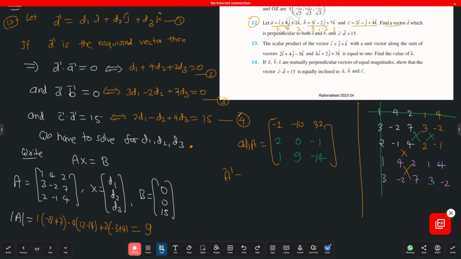Then what is A inverse? 1 by 9 into the matrix: minus 1, minus 10, 30, 2, 0, minus 1, 1, 9, minus 14. Then AX equals B is given, equation number 5. From 5, X is A inverse into B, where B is 0, 0, 15. Then you will get your D1, D2, D3, and after putting in equation 1 you will get the required vector.